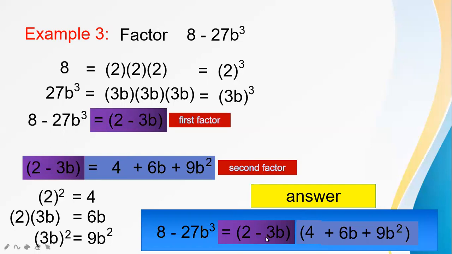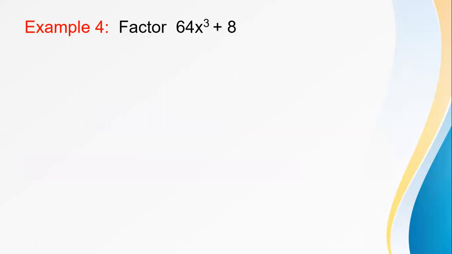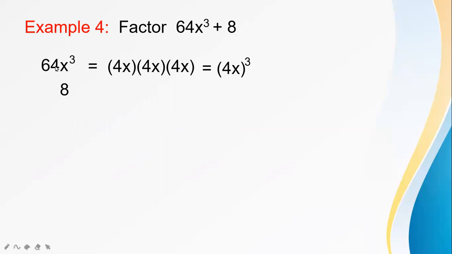So we have negative, positive, positive. Next, 64x cubed plus 8. So again, these two numbers, 64 and 8, are both perfect cubes. 64x cubed: 4x times 4x times 4x is 4x cubed. So therefore, the cube root of 64 is 4, and the cube root of x cubed is x. Cube root of 8: 2 times 2 times 2 is 2 cubed. And therefore, the cube root of 8 is 2.